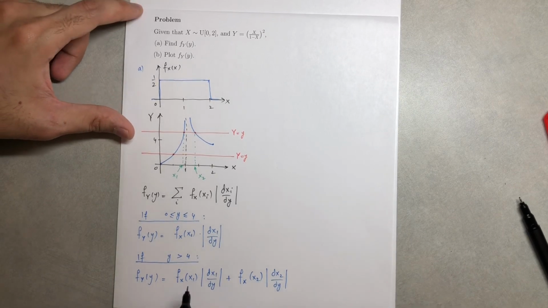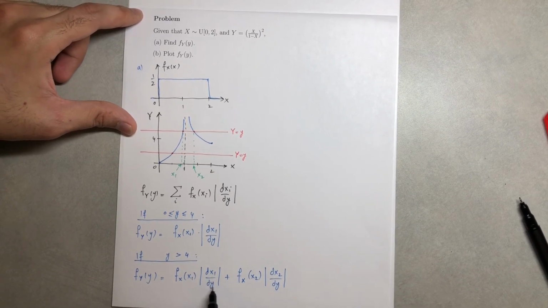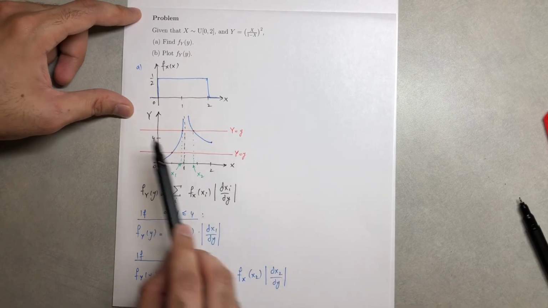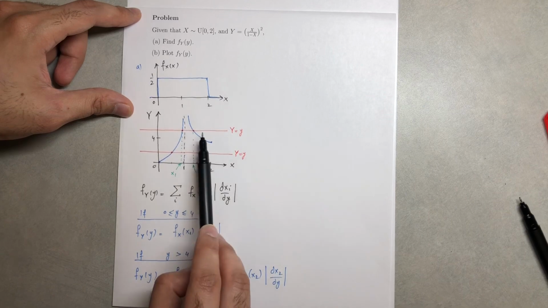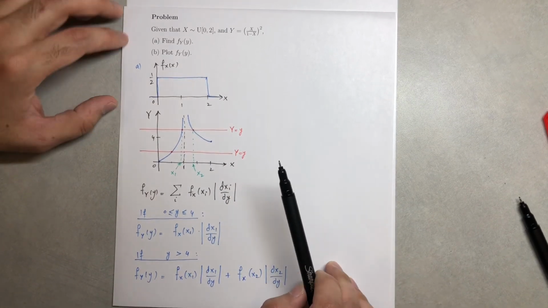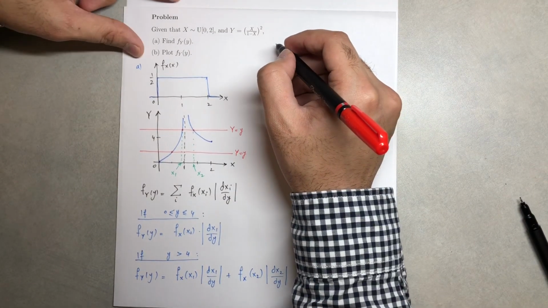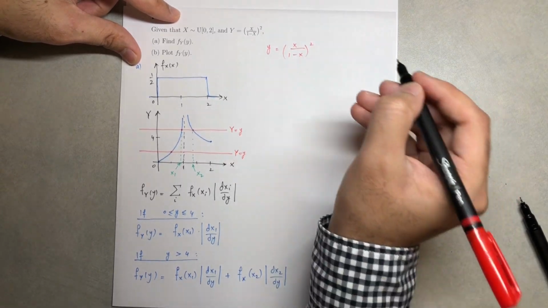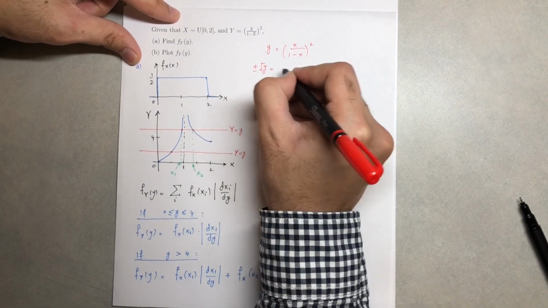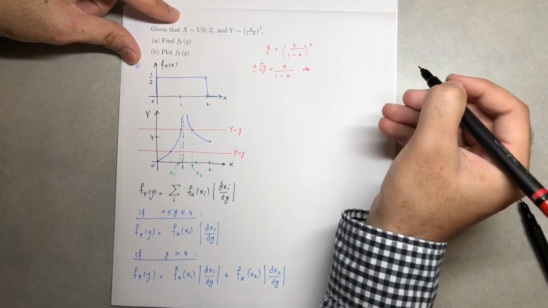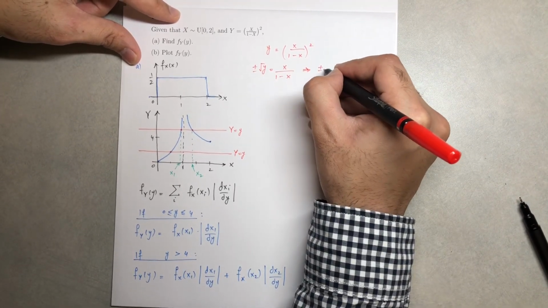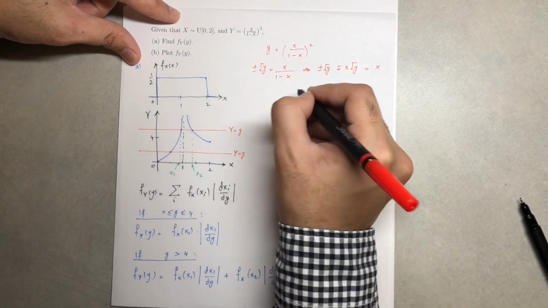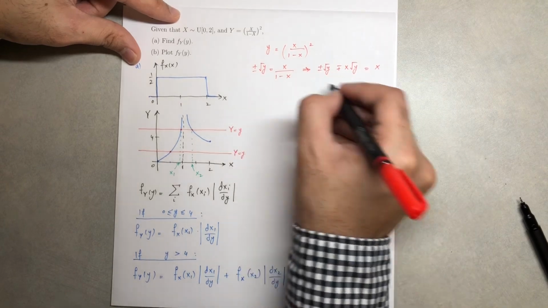So the key idea here is to find fx of x1, fx of x2, and dx1 over dy, and dx2 over dy. So let's see what these points x1 and x2 are. We know they are the x values corresponding to y being equal to small y. So that means, using this transformation, we write y equals (x over 1 minus x) whole squared, which means plus minus square root of y equals x over 1 minus x, and that goes on to become plus minus square root of y minus plus x square root of y equals x. So we're just trying to isolate x here.